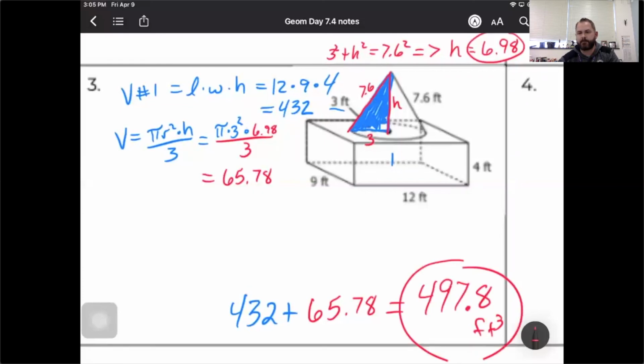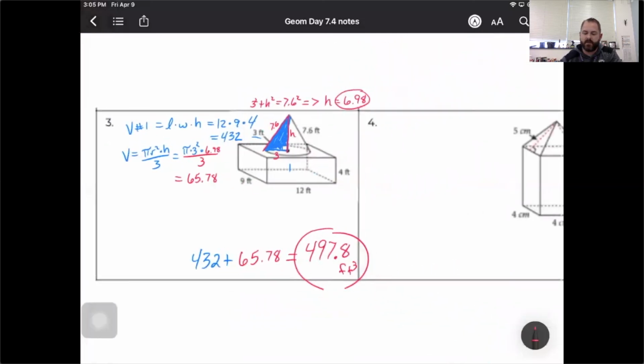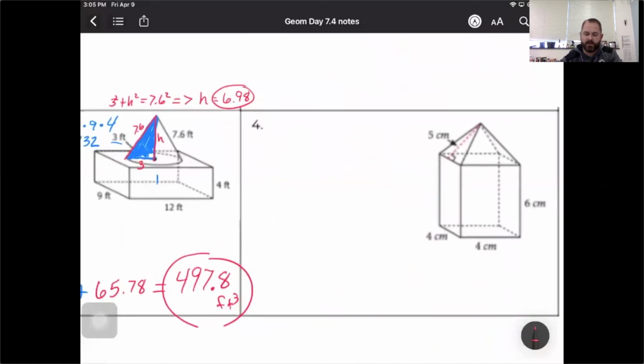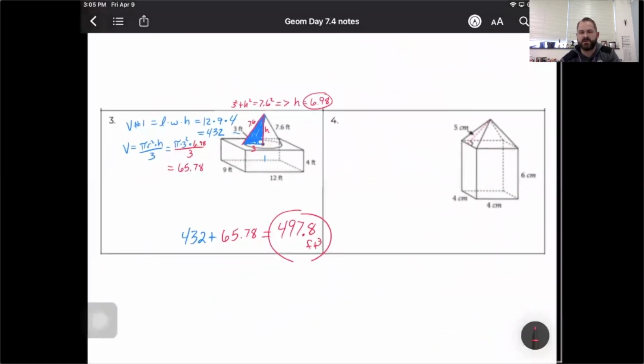Okay. And that kind of concludes this. We didn't finish these out. You are welcome to try these on your own and send me a message if you want to check those answers. Otherwise, this finishes our lesson on volume.